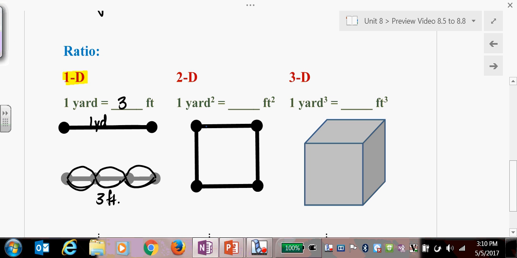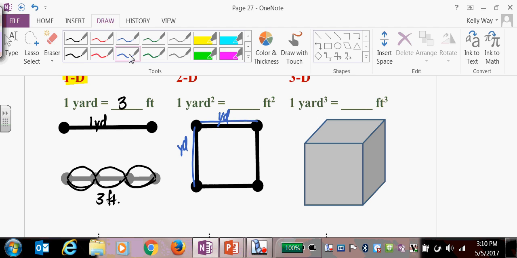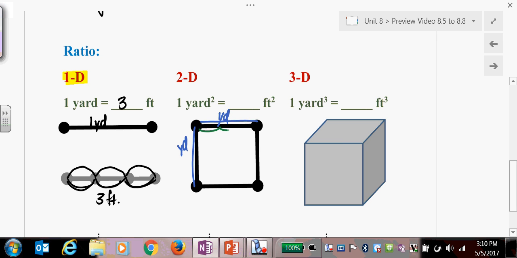When you go into the second dimension, a yard squared looks like this. You have a yard by a yard. So it's 3 feet going this way, 3 feet going this way. So 1 yard squared is actually 9 feet squared. So a squared yard is 9 feet squared, not 3. When you change dimensions, you change ratios.